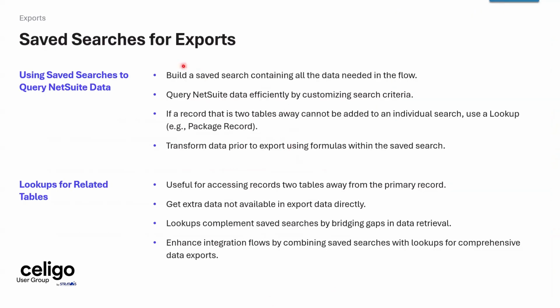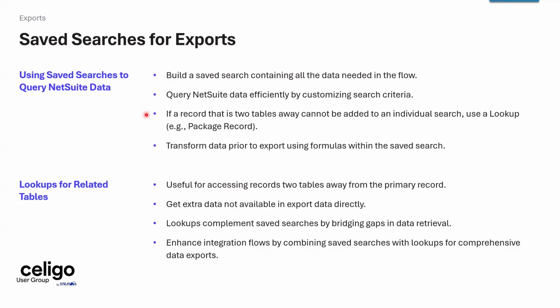So let's talk a little bit about the save searches for the exports, using save searches to query the NetSuite data. Build a save search containing all of the data that you need in the flow. I'll show you an example of a save search that I built just for a quick example today. You can query NetSuite data efficiently by customizing the search criteria. You can customize the search criteria in Celigo. You can also do it in the save search itself, which I prefer to do in this type of example, but we can look at doing it both ways.